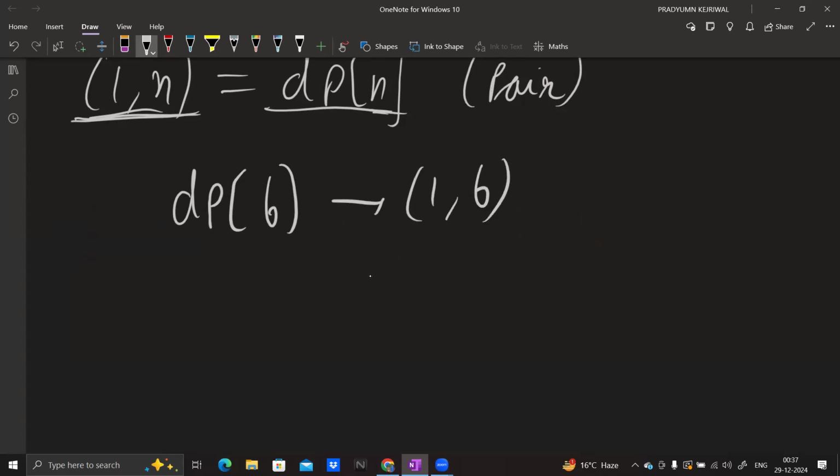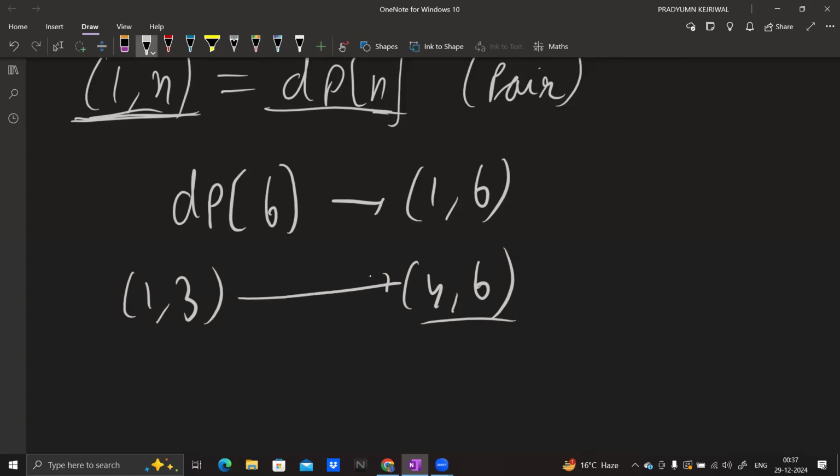So first I'll call the answer for 3, right? So it will calculate the answer for 1 to 3. Let's say I have that. Now it will try to calculate the answer for 4 to 6. Let's say I have that as well. 4 to 6 can be calculated from 1 to 3. And then we'll just use these two answers and add them to get this answer.